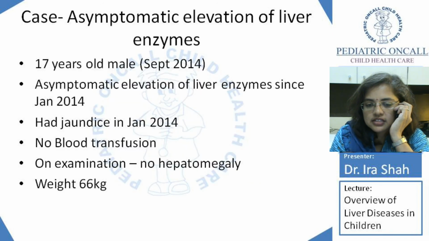Another case, this is a 17-year-old boy who came to my clinic in September 2014. He had elevated liver enzymes in Jan 2014. So almost for 9 months he had these elevated liver enzymes. He had jaundice in Jan to begin with, but the jaundice had disappeared. He had no blood transfusion. On examination, no hepatomegaly, no splenomegaly. His weight was okay, 66.